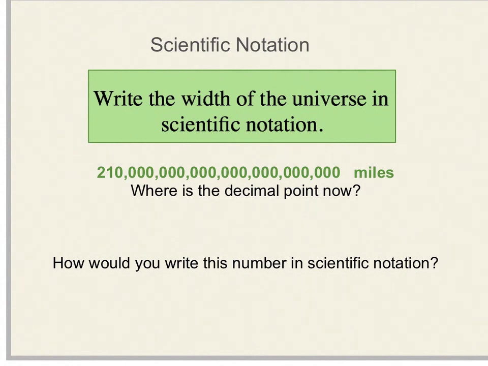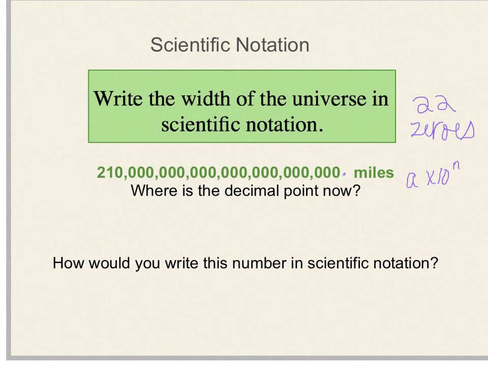We're asked to write the width of the universe in scientific notation. And I have that extremely long number of the width of the universe. Remember that there's 22 zeros in this. So the decimal point right now is at the very end of our number. And what we need to look to do is put this into the form of a times 10 to the nth power. And a needs to be between 1 and 10, but not including 10.